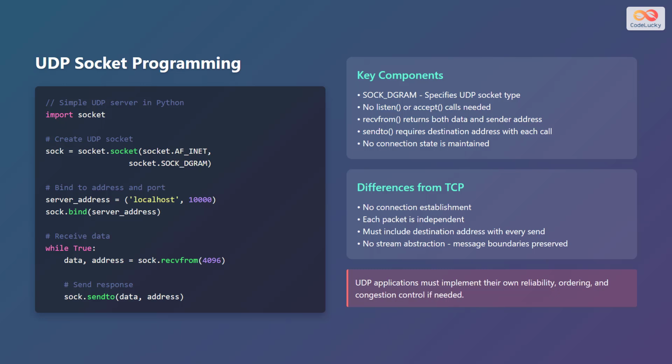Unlike TCP, there's no connection establishment in UDP. Each packet is independent, and we must include the destination address with every send. And importantly, there's no stream abstraction, so message boundaries are preserved. It's worth noting that UDP applications must implement their own reliability, ordering, and congestion control mechanisms if needed.